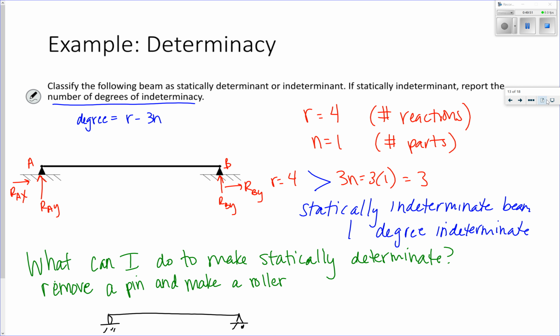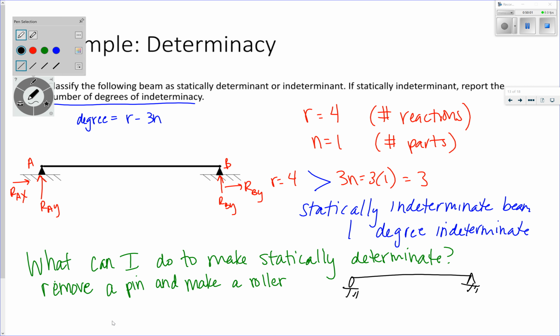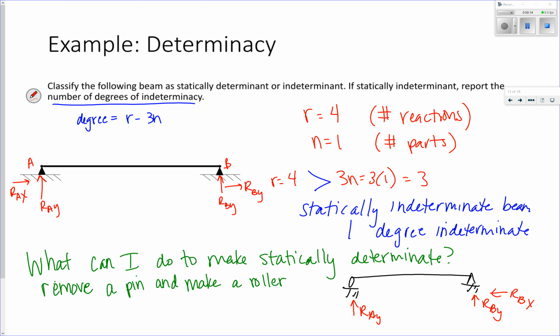Anyway, if I did that, I'll draw right here. Then my only reactions would be a vertical reaction at A, a vertical reaction at B, and a horizontal reaction at B. 1, 2, 3 reactions. One part, 3 times n is 3. So 3 reactions, 3 equations of equilibrium.